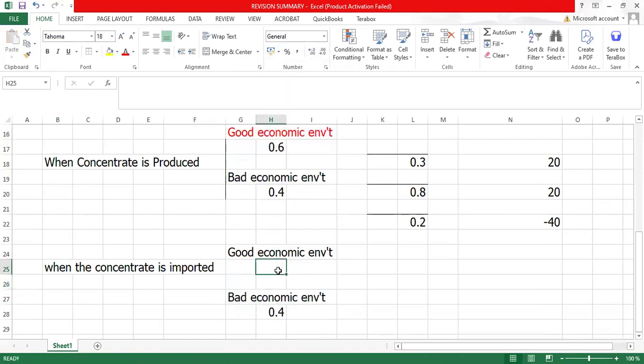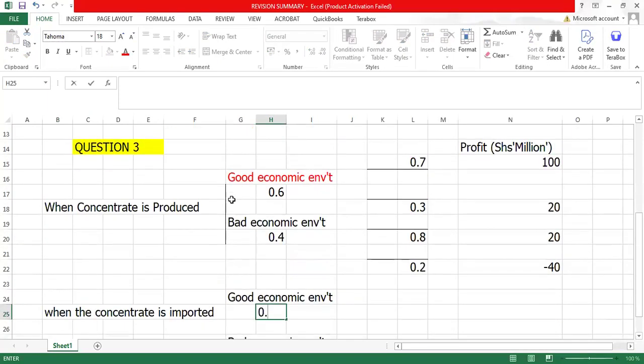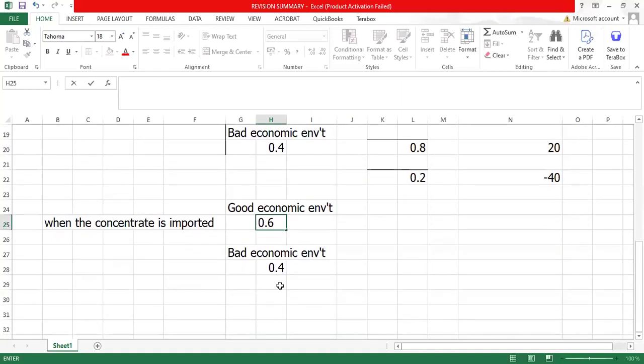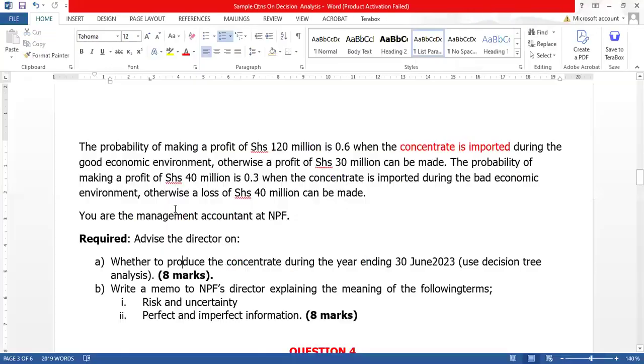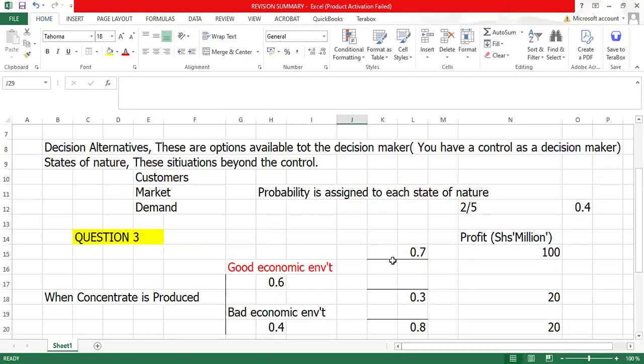So here the percentage is what? When the concentrate is imported, good economic environment is already there, and the bad economic environment is 0.4. This one will not change. What is going to change is the point where you're making a profit. The chance is 0.6 or 60% for you to make a profit of 120. So what you're going to do is to change here. Remember, it's at this point where we are making our final outcome.